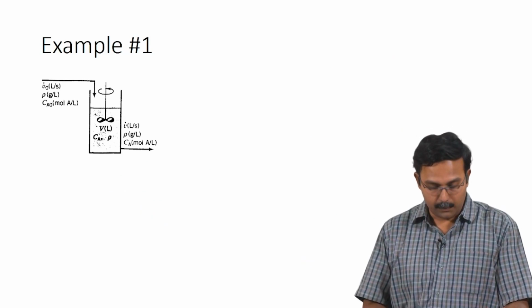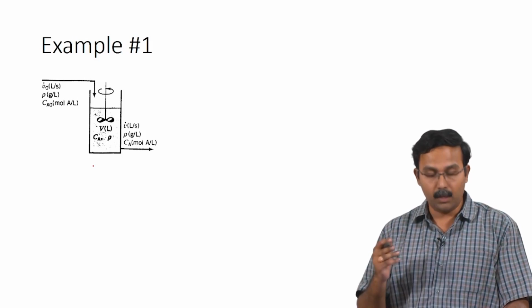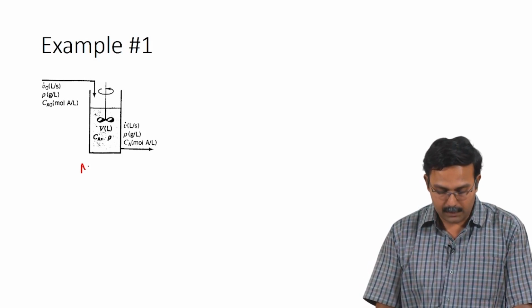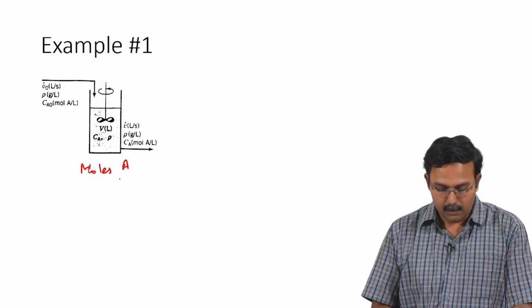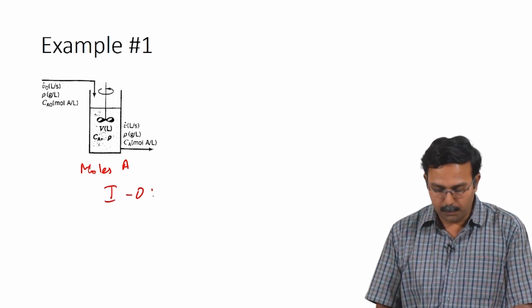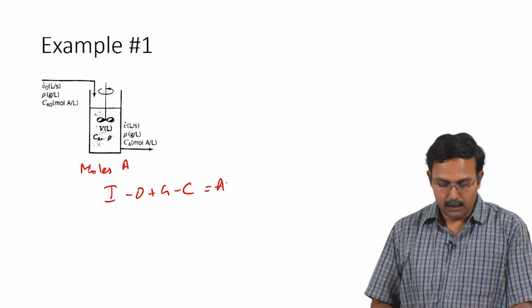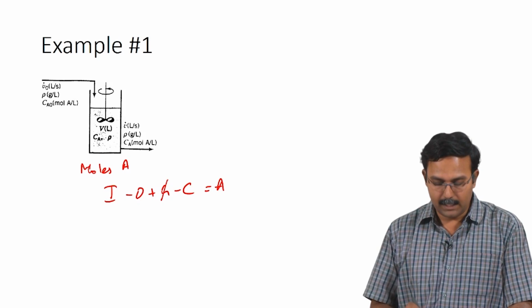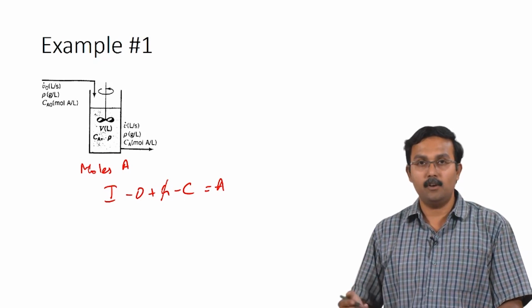The next aspect of the question is to solve for the differential balance for number of moles of A. So, let us try and do that. So, we are trying to write a balance for moles of A. So, this would have input minus output plus generation minus consumption equals accumulation. Here, only the generation term will go to 0 because A is a reactant and not a product.